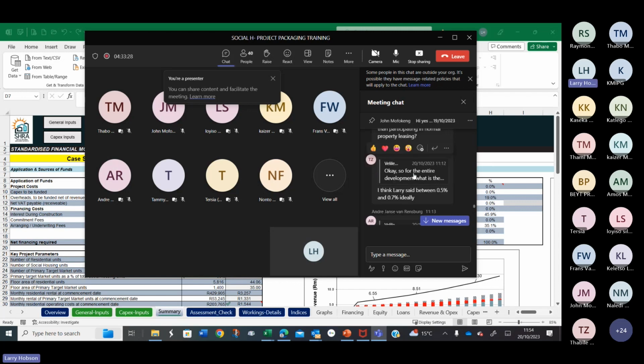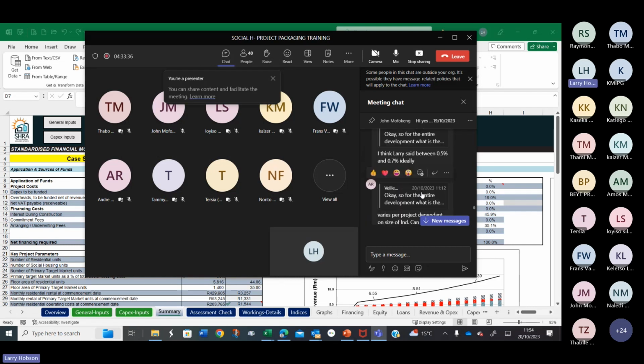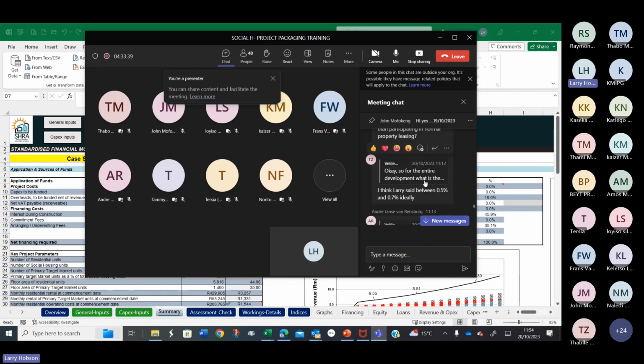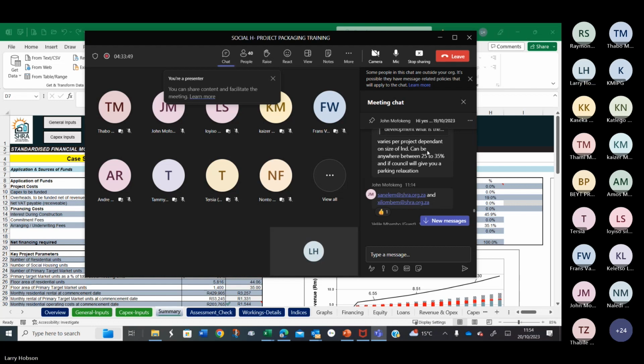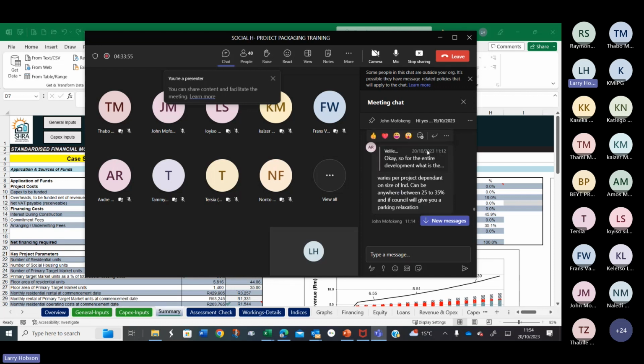Velile, what's the entire property? Velile, I'm not sure what you were asking there. 0.5 to 0.7, what is that, the default rate? Oh, you mean the ratio? Yes, the parking ratio, normally between 0.5 and 0.7.